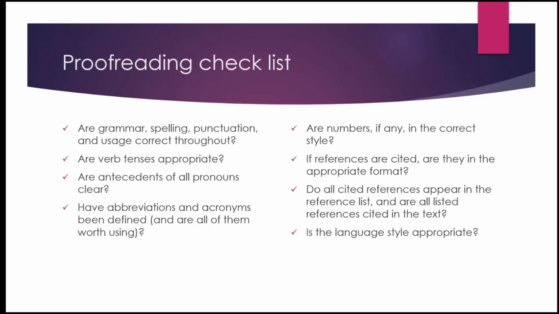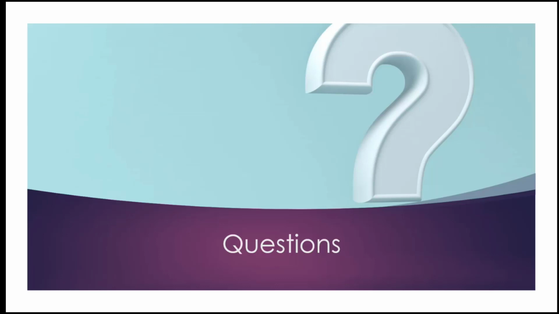Acronyms, if I say WHO, did I spell it fully the first time? Did I say World Health Organization the first time, and then with subsequent times say WHO? Tick. Are numbers, if any, in the correct style? Did I reference appropriately, both in text and outside the text? Okay. Is the language style appropriate? So if you're able to answer all these questions, then you're able to answer all your proofreading questions.